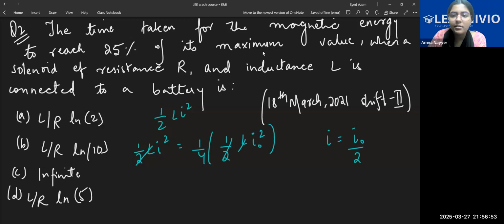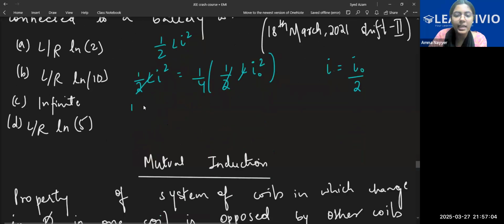It is saying the maximum value of the solenoid when it is connected, means it is charging. So we require the current. What's the value of current? The equation that we saw: I is equal to I naught times 1 minus e to the power minus R T divided by L. Now instead of I, we can write I naught by 2. I naught gets cancelled. So what is left here? When this 1 goes, it will become half. So e to the power minus RT by L is equal to half.